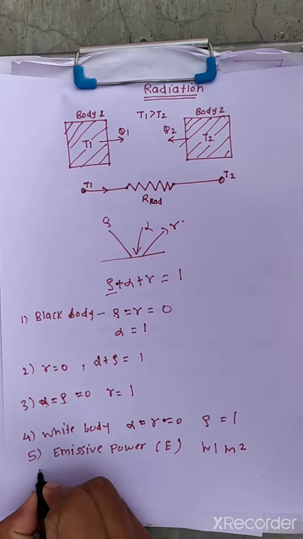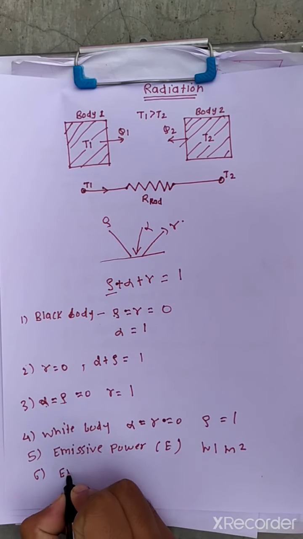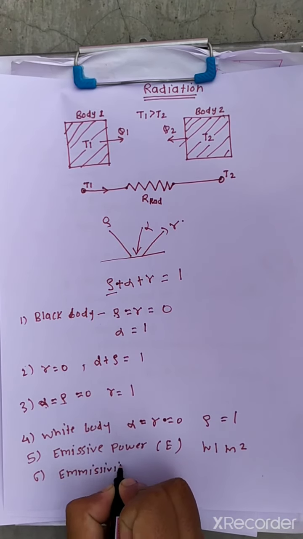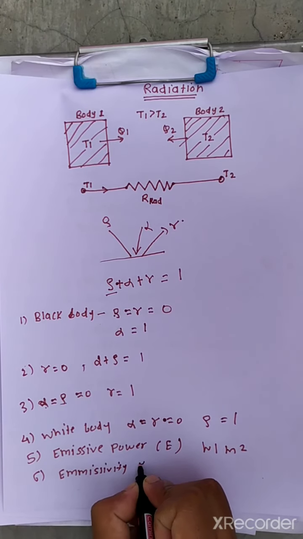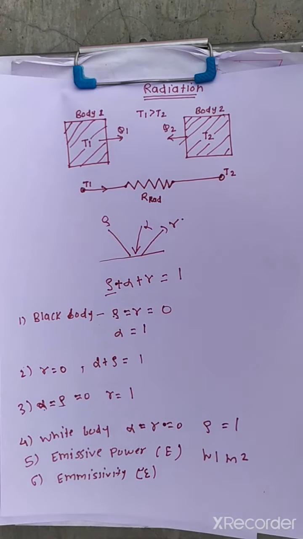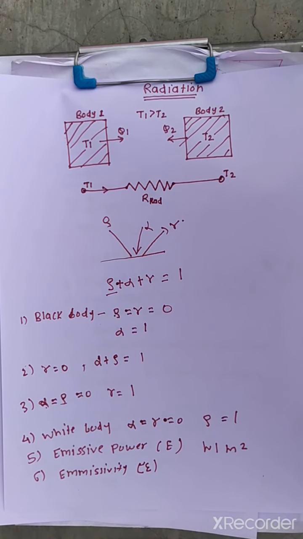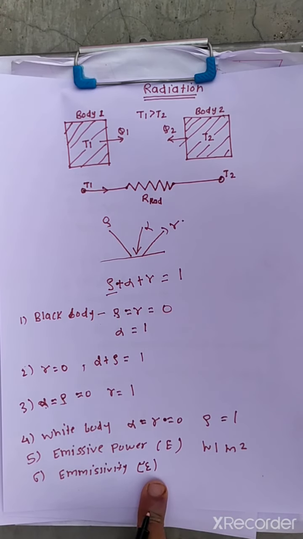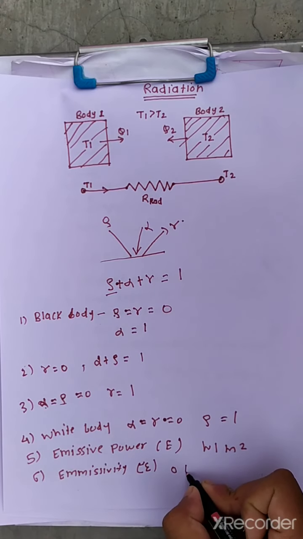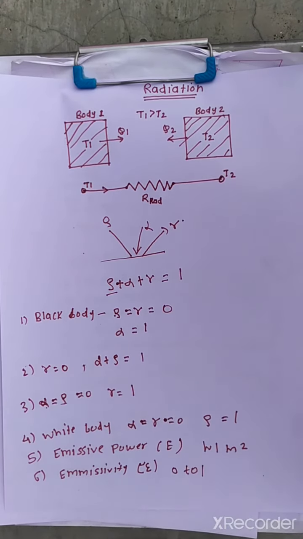The next term is emissivity, which is denoted by eta. Emissivity is defined as the ratio of the emissive power of any surface to the emissive power of a black surface at the same temperature. The value of emissivity ranges between 0 and 1.